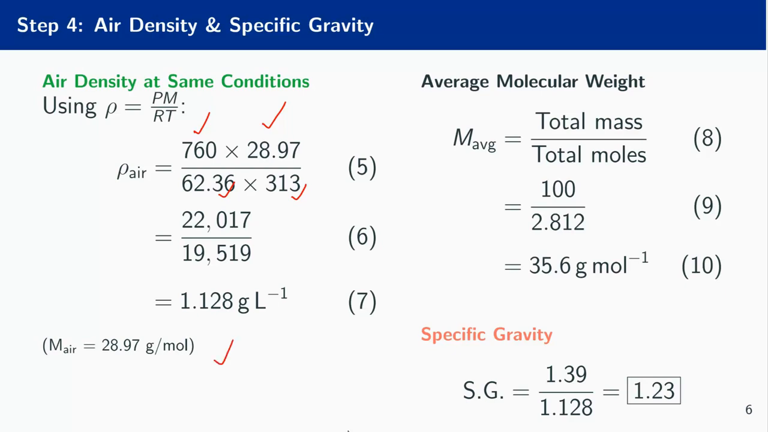Now we can also calculate the average molecular weight. Total mass of the gas mixture is 100 and total moles is 2.812. Total mass by total moles is the average molecular weight, so that is 35.6 gram per mole. And specific gravity is the density of gas mixture divided by density of air. Density of gas mixture is 1.39 and density of air is 1.128, so that is 1.23. Specific gravity of the gas mixture relative to air is 1.23.